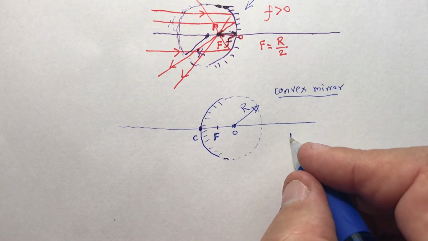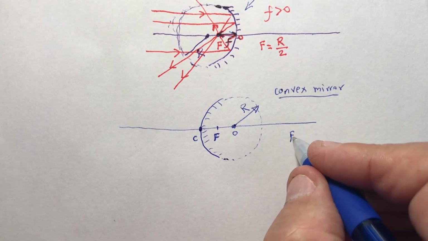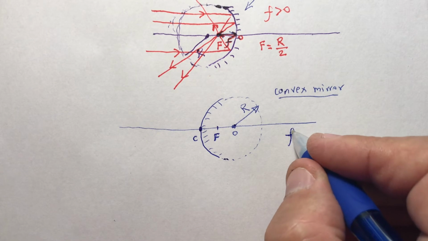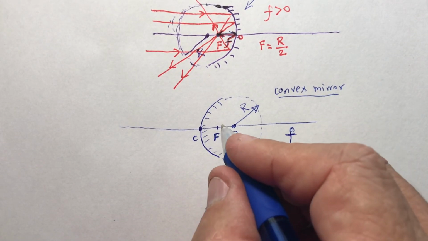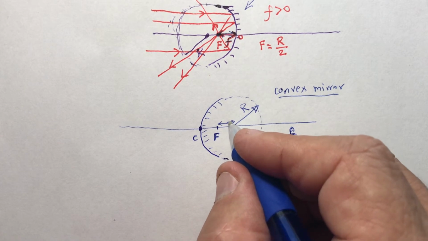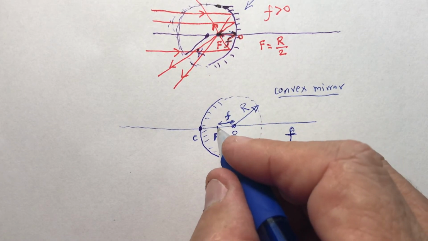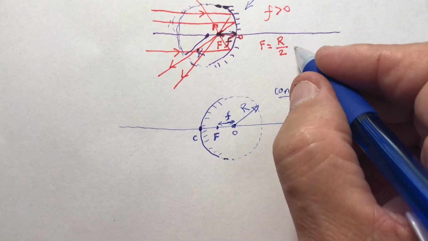And this F again, the focal point. I can use small f because that's the focal distance. This is here. That's the focal distance. And this is the focal point. Same thing here.